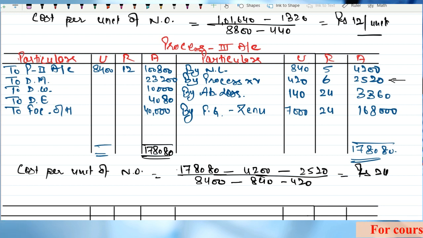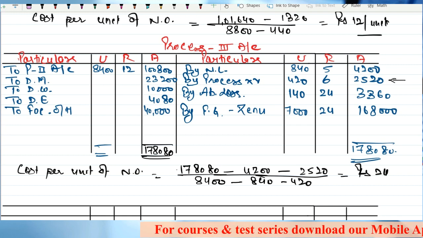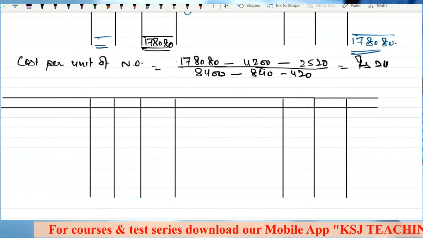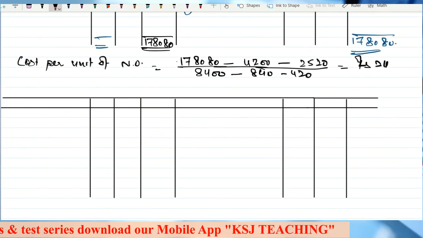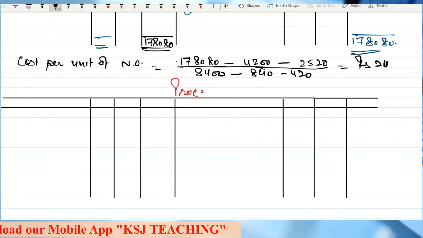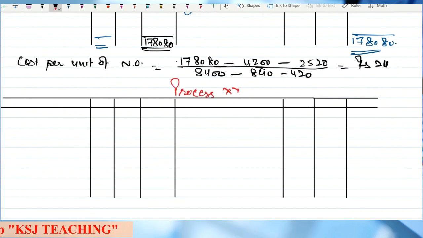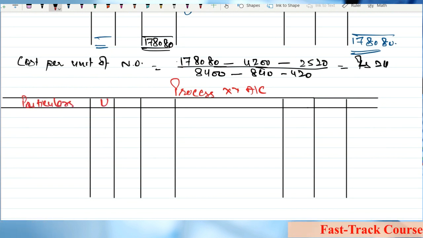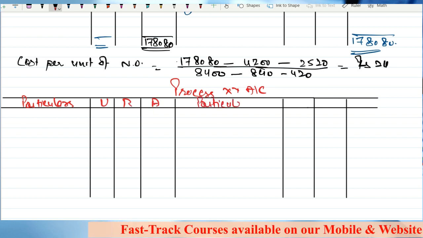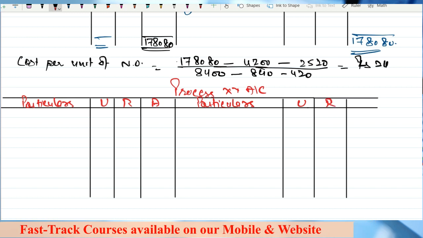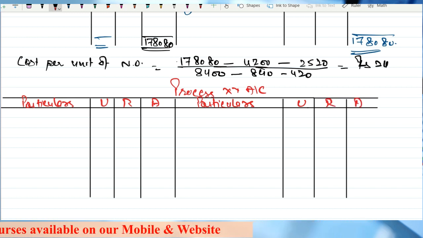Clear? Any doubts? Now, what we have to do is prepare the process XY account. Now the next one is prepare the process XY account. Now this is going to be very simple, sir. Particulars, units, rate, amount. Particulars, units, rate and amount. Right?